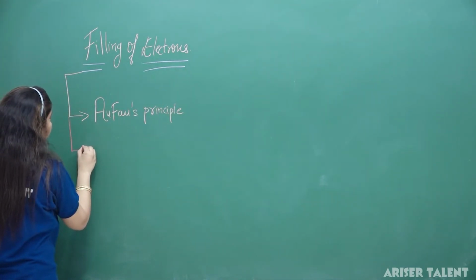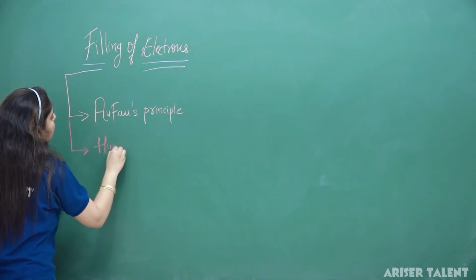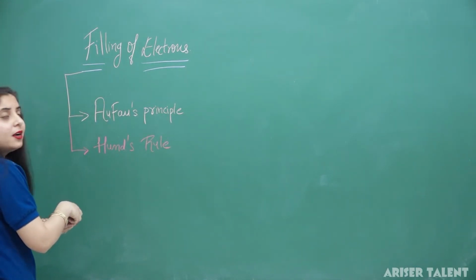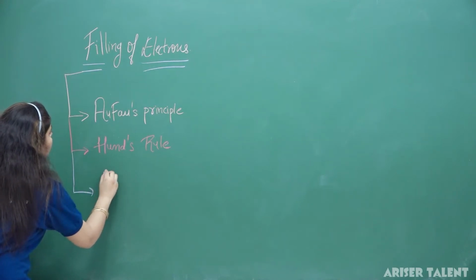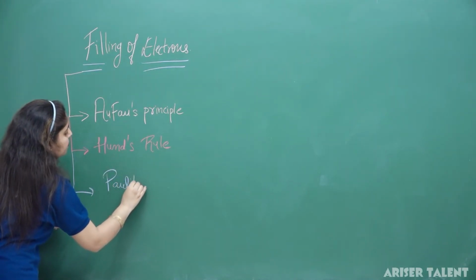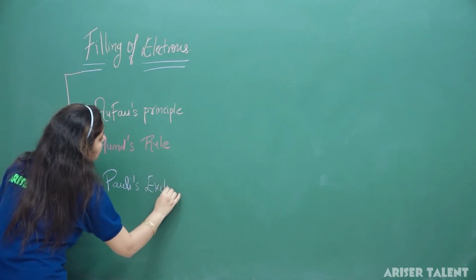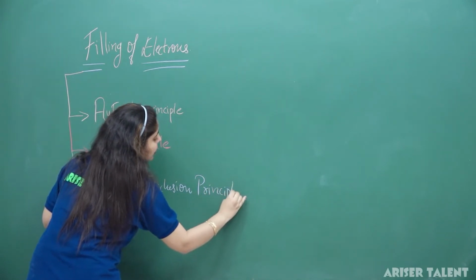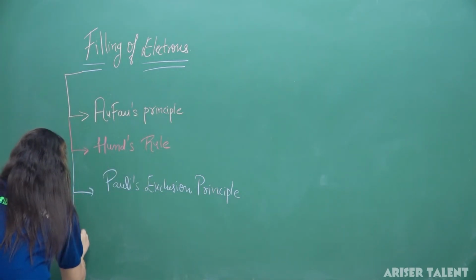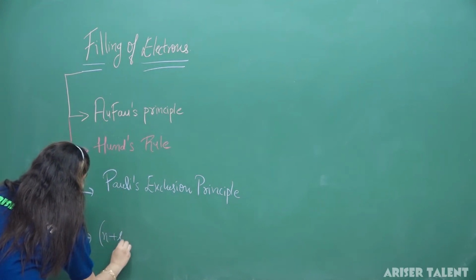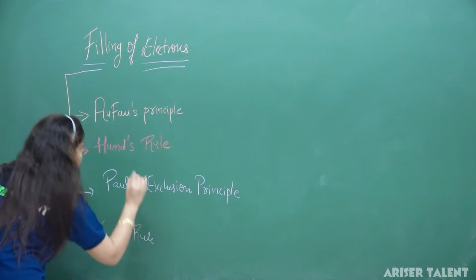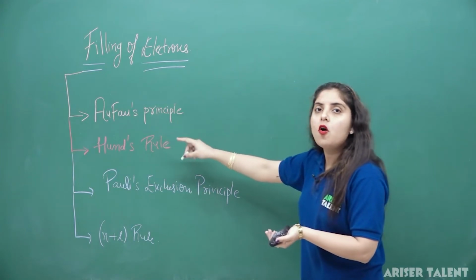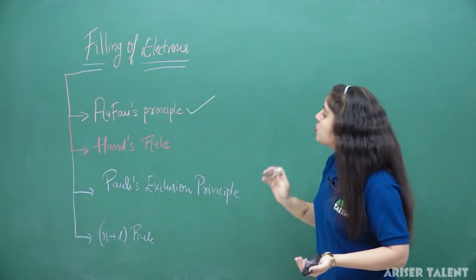The second method we have is Hund's rule. The third method we have is Pauli's exclusion principle. And the last method we have is the n plus l rule. So now we will discuss these 4 methods one by one. Our first method is the Aufbau principle, so we will discuss it first.